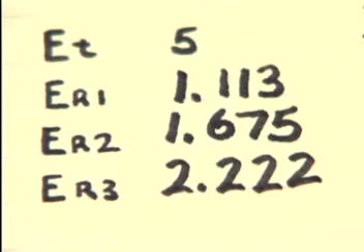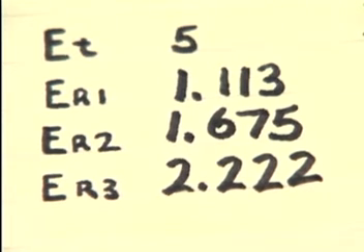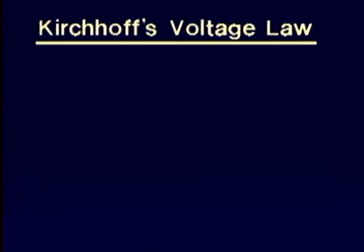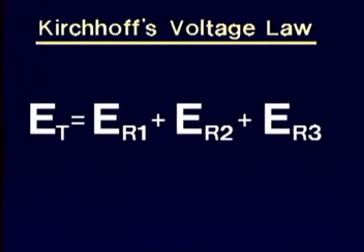When you add these 3 voltage drops together, you get 5.01 volts, which is within tolerance. Notice that this is equal to the total voltage supplied by the power supply. You've just demonstrated Kirchhoff's voltage law, which states that the sum of all the voltage drops in a series circuit must equal the supply, or total voltage. Stated mathematically, Kirchhoff's voltage law reads total voltage, ET, equals ER1 plus ER2 plus ER3.